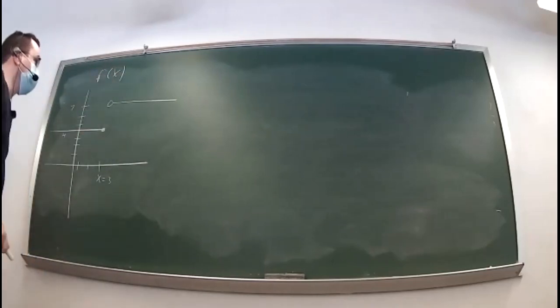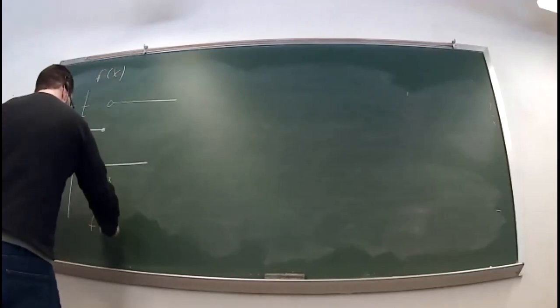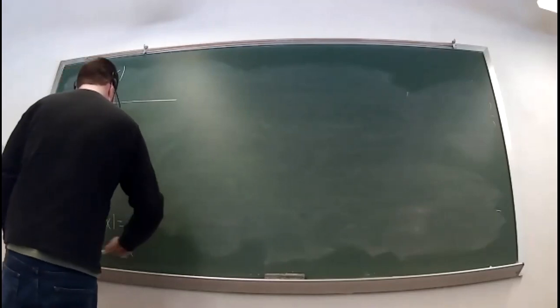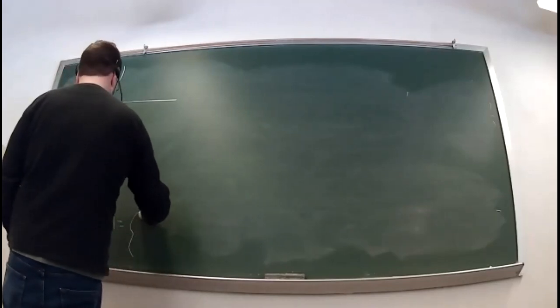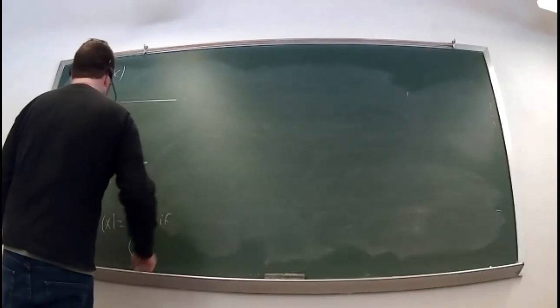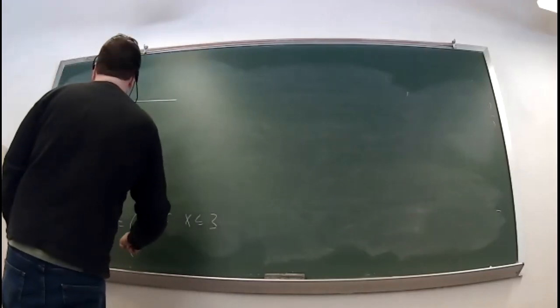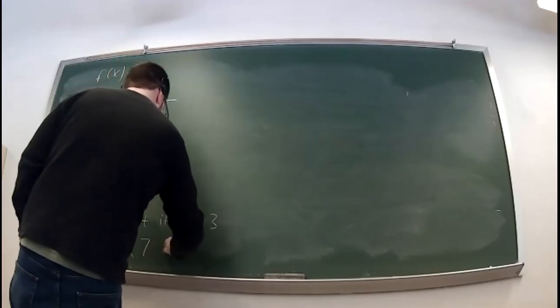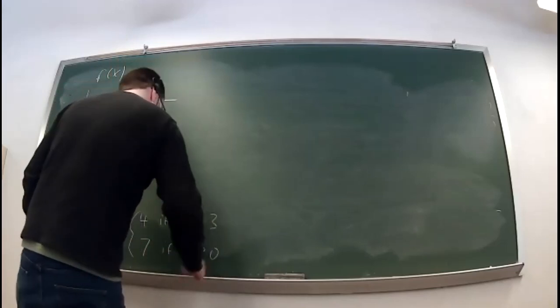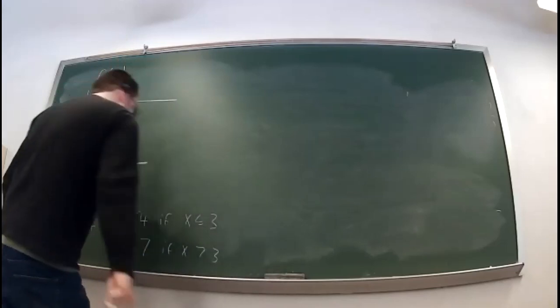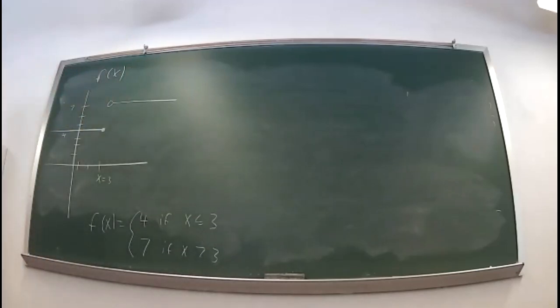This is a graph of function f of x, and f of x has a formula. It's given by f of x is equal to 4 if x is less than or equal to 3, and f of x is equal to 7 if x is strictly bigger than 3.